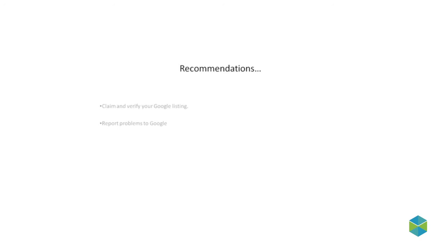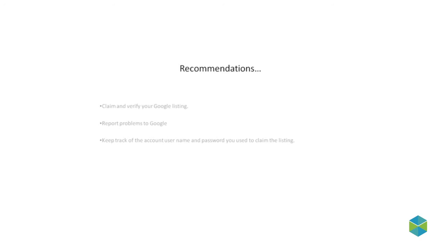Report problems to Google. Don't just give up if you see that the listing isn't showing the information that you want it to show. Understand that where Google's getting their information from, other sources, those other sources may be incorrect, and you just need to let Google know through that report a problem process or contacting their support team, and they are very helpful in getting information updated and corrected.